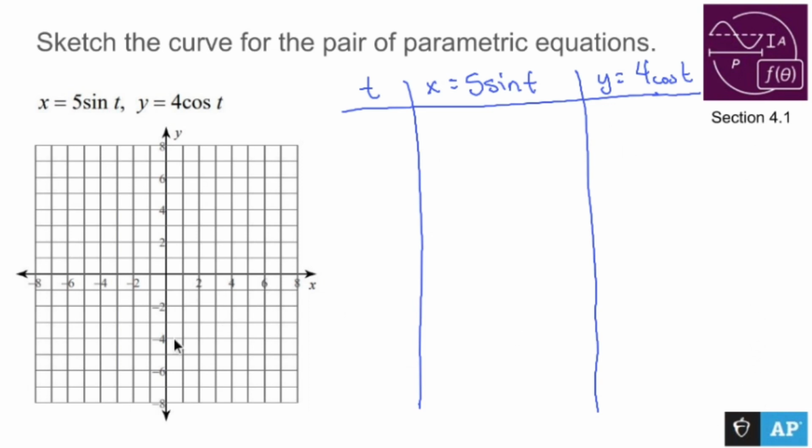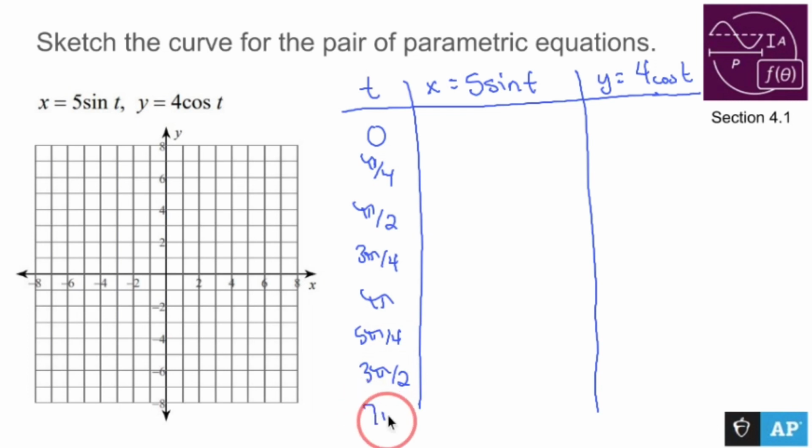So I'm going to pick basically every quarter of a pi from 0 to 2 pi. So I'll choose 0, pi over 4, pi over 2, 3 pi over 4, pi, 5 pi over 4, 3 pi over 2, and 7 pi over 4. And I don't need to do 2 pi because 2 pi is just 0. All right, let's math.